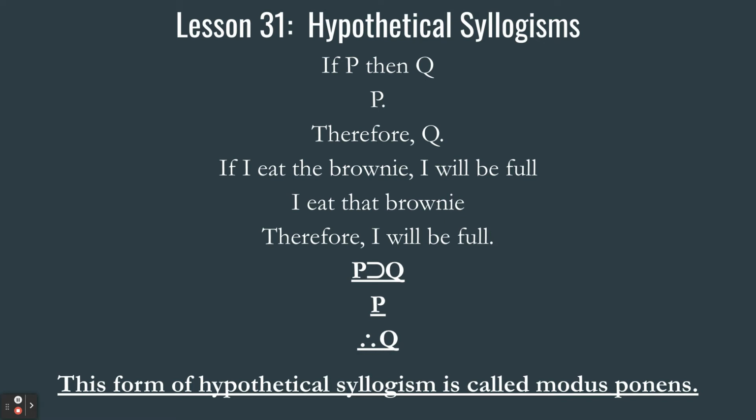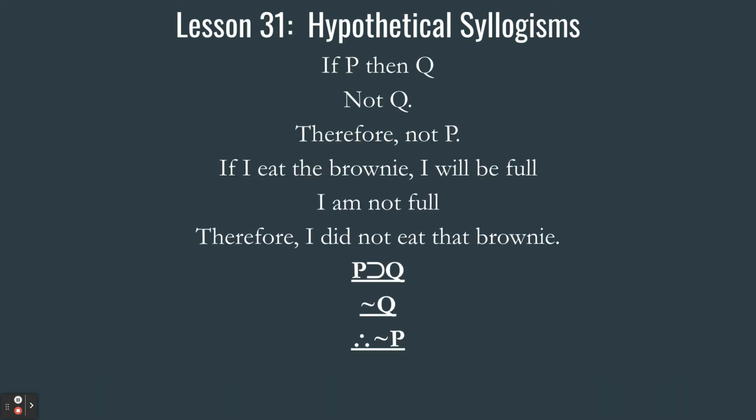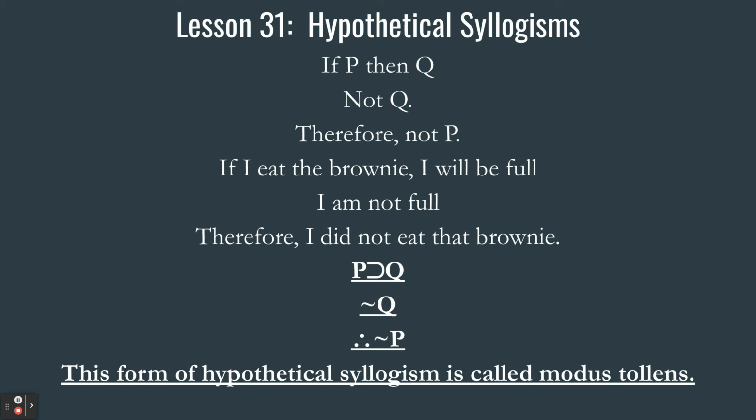Full stop. Like any two statements, right? If it rains, I will get wet. It rains, therefore I got wet. That's always a valid form of argument. So that's called modus ponens. If P, then Q, P, therefore Q. There is another form of always valid mixed hypothetical syllogism, and it is called modus tollens. So if P, then Q, not Q, therefore not P.